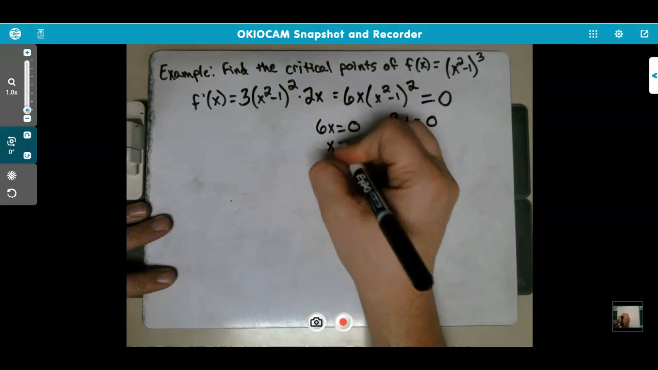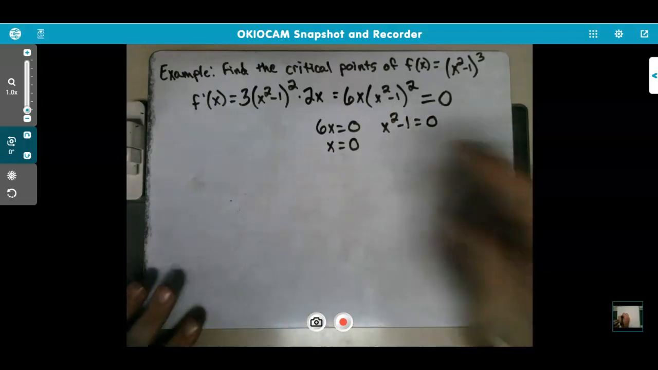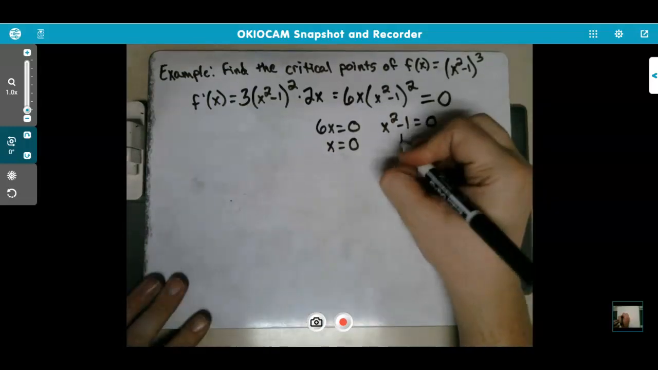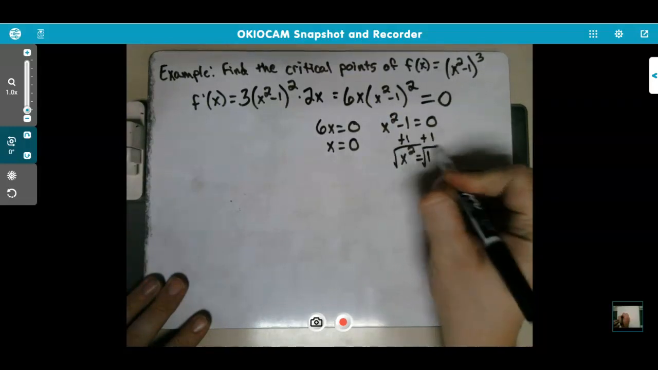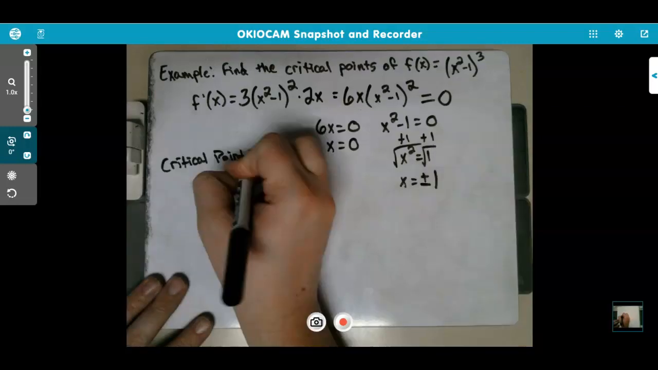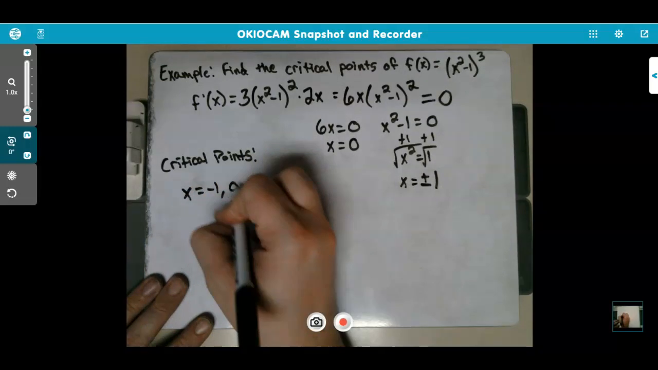Divide by 6 here. x is equal to 0. For this one, add 1 on both sides. x squared is equal to 1. Since it's x squared, just take the square root of it. So x is equal to plus or minus 1. So for this one, the critical points occur at x equals -1, 0, and 1. Again, all that we did: take the derivative and set it equal to 0. Another example.